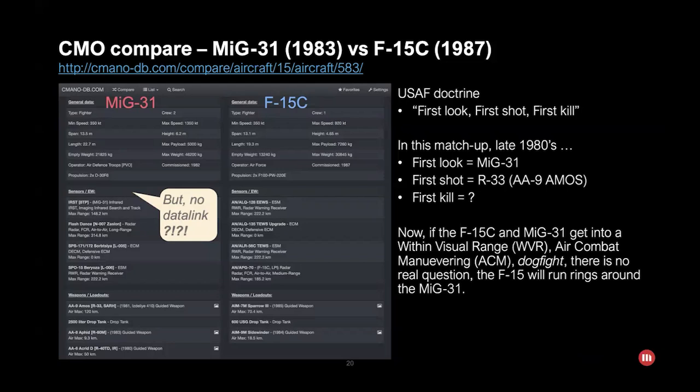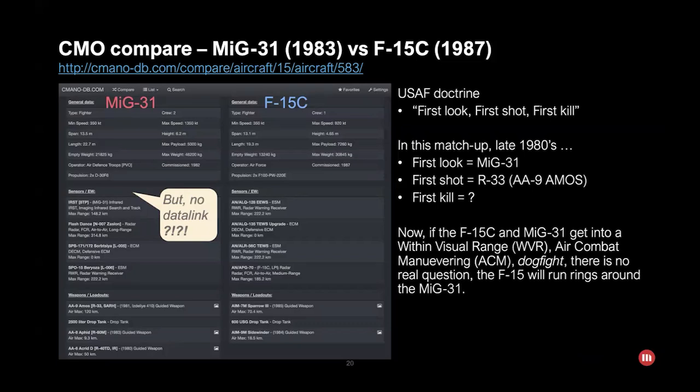The other thing, when we look at this, if we take that USAF doctrine, first look, first shot, first kill, the F-15C is not going to get the first look with the MiG-31. Not if they're going head to head, right? Maybe if there's AWACS, but if there's AWACS, then the Soviets are probably going to have ground intercept radar. Maybe they have their own AWACS. It's not a given that only the U.S. brings AWACS to the fight.